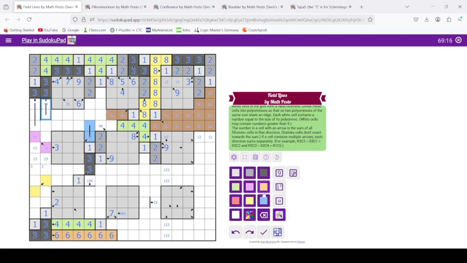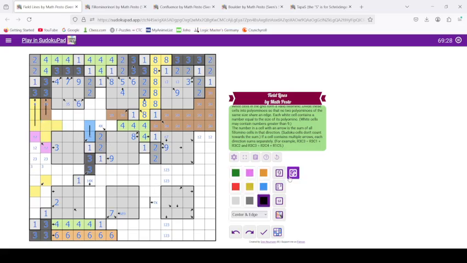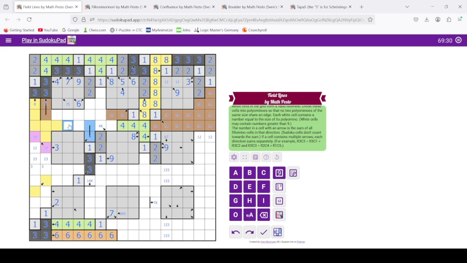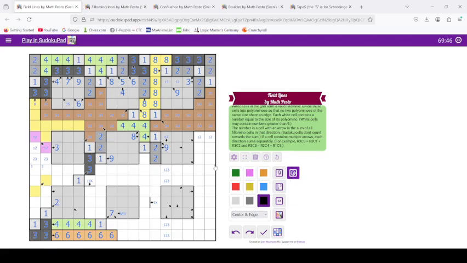It's brown. Make this a yellow. Oh, wrong yellow. 1, 2, 3, 4, 5, 6, 7, 8. 1, 2, 3, 4, 5, 6, 7, 8, 9, 10, 11, 12, 13, 14. Amazing.